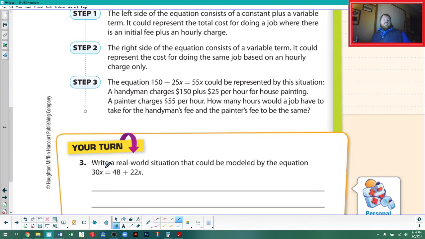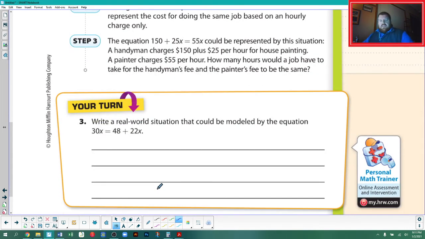Okay. So writing one for this situation, it says that we have 30x equals 48 plus 22x. Again, get creative. Try not to use the same one that they use. I would think that I always think of like carnivals, different carnivals, and I might think of these as cents just to make it a little more realistic.